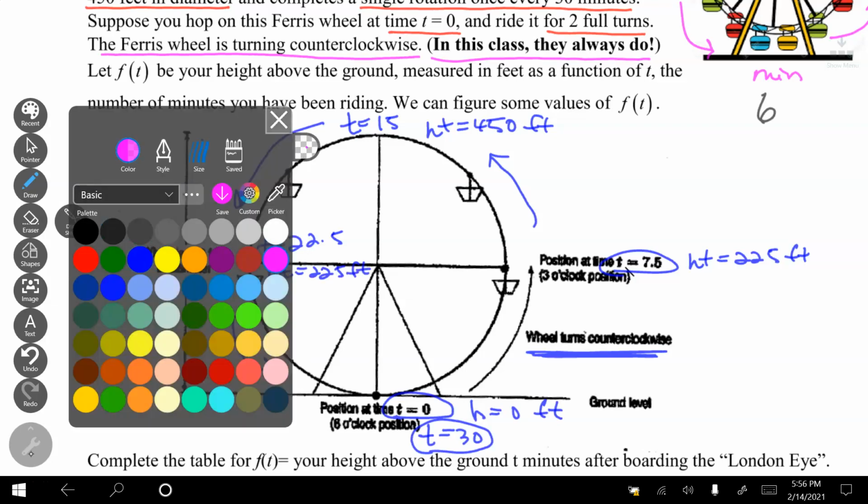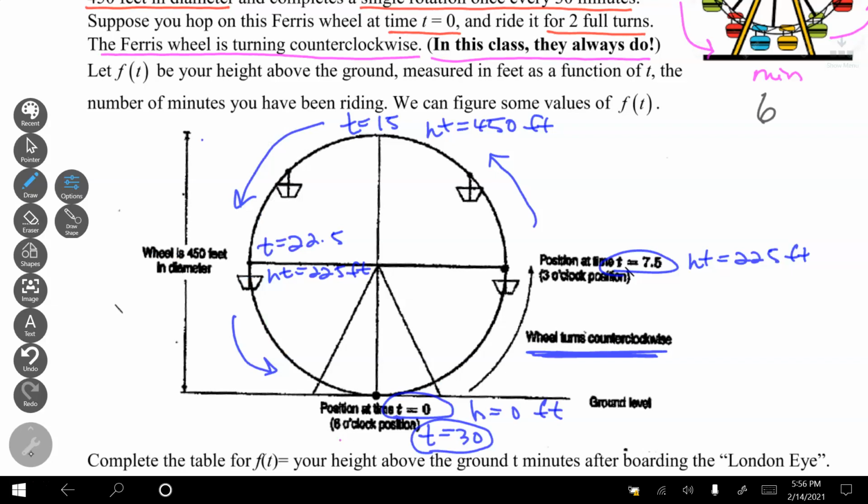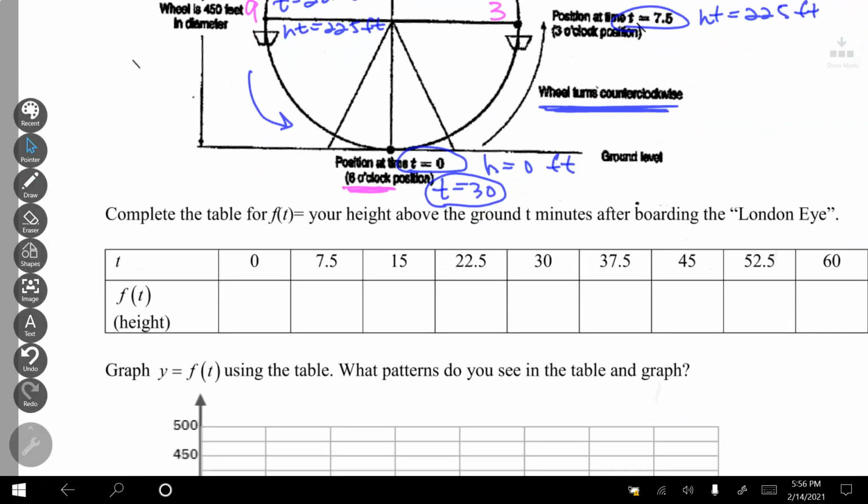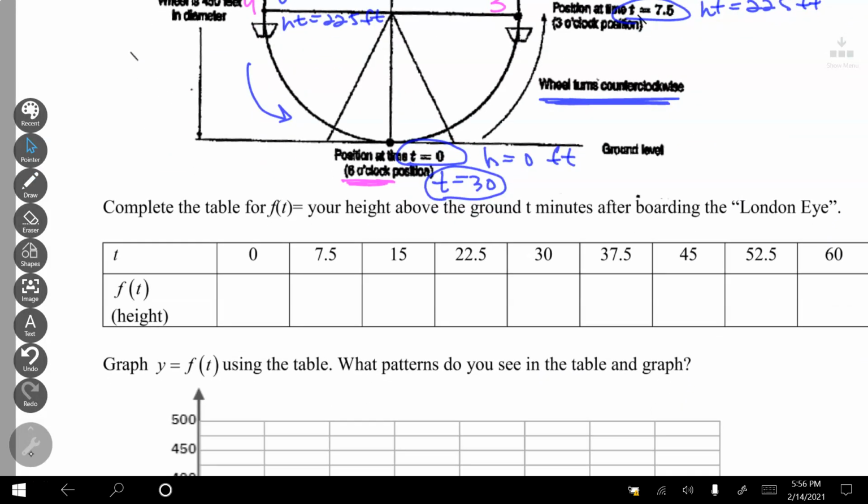If we want to call positions on the clock, this bottom is the 6 o'clock position. This position here is a 3 o'clock position. This is a 12 o'clock position. And this position over here is a 9 o'clock position. The difference between the 3 o'clock position and the 9 o'clock position: the 3 o'clock position is the midline or halfway up, going up. And the 9 o'clock position is the midline or halfway up, going down. So you're going to use these values to complete 2 times around the London Eye.